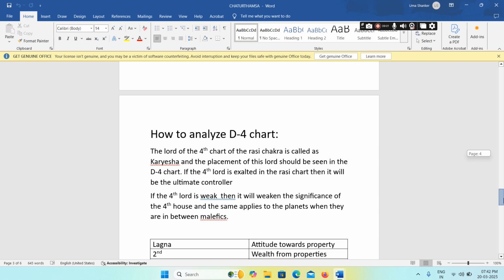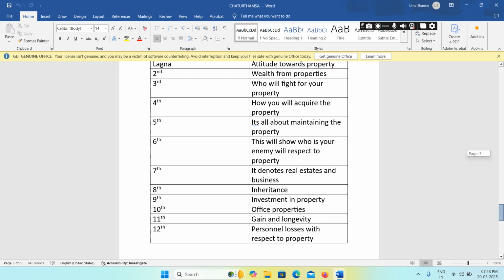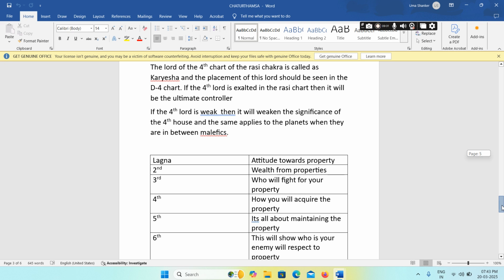You understood? If there are any planets in the fourth house of the D4 chart, any malefic like Saturn, Mars, Rahu, Ketu, they are falling in the D4 chart. These are all the malefics in the D4. These are all malefics, and if they are placed in the fourth of the D4 chart, then that particular area will not be considered good for the native. Okay. Now, how do we analyze this?